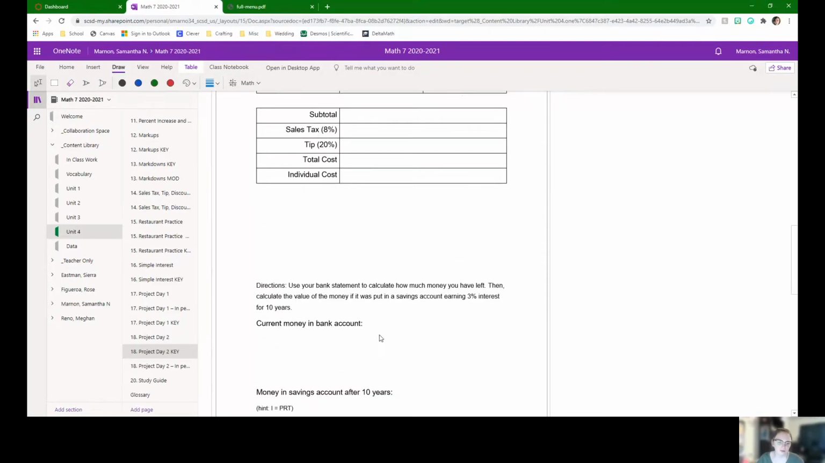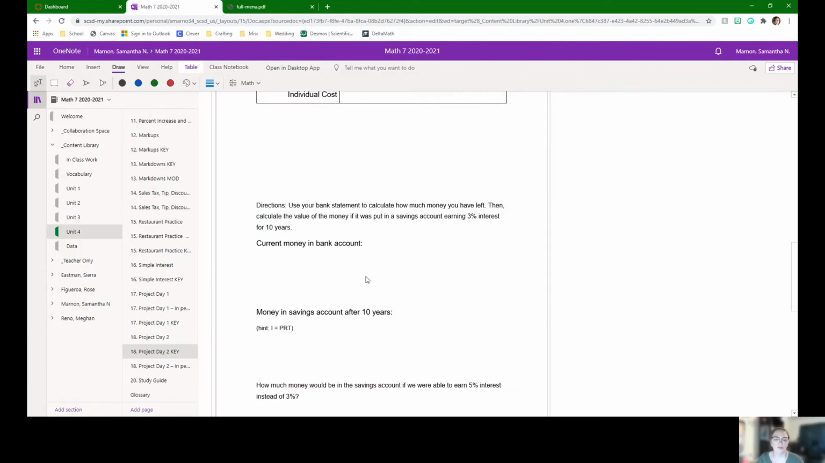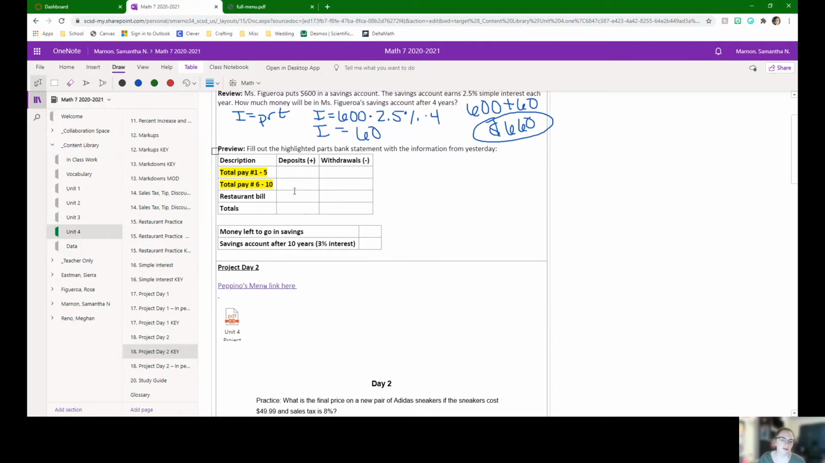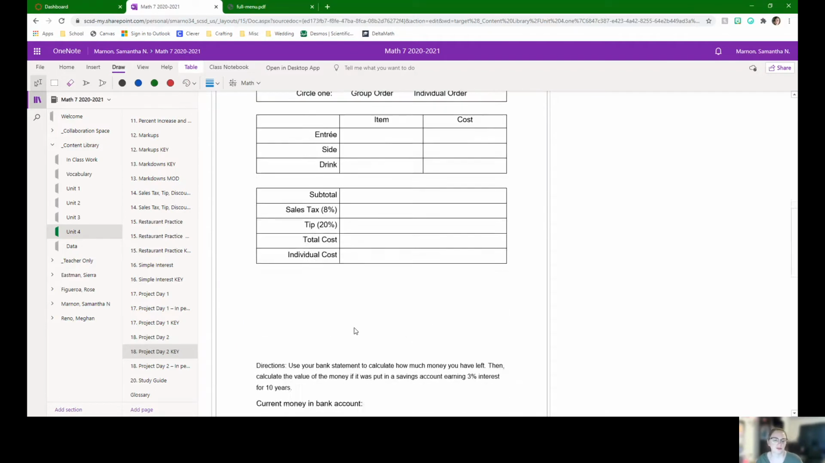Once you're done with that, we're going to figure out how much interest you would make if you put the money you have left over in a savings account. After you figure this out, figure out how much money you have left over. You earned money on day 1, you spent money on your restaurant bill. How much money do you have left to go in your savings? We'll go here. And then we're going to figure out how much you can earn in interest.